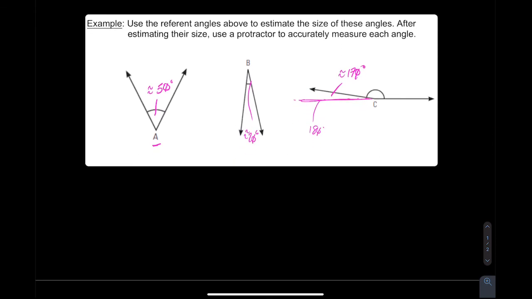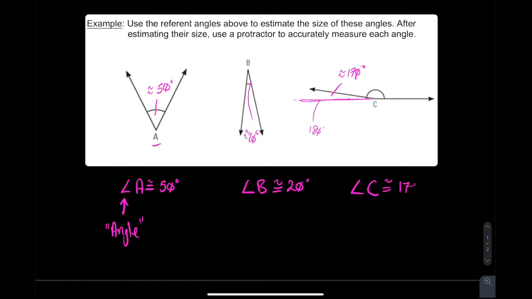And so the way that we can label these, we can say that angle A equals, with a little squiggly on top of that, 50 degrees. Angle B here, we could say it's about 20 degrees. And angle C, we're saying about 170 degrees.